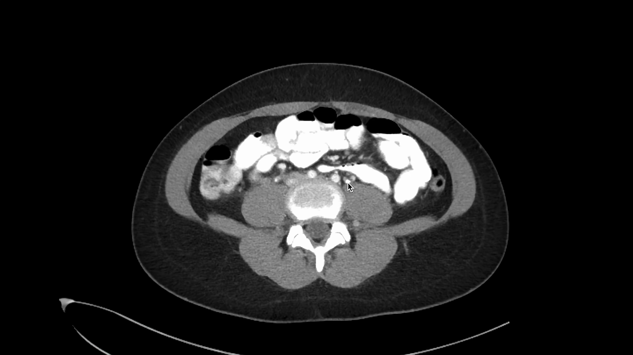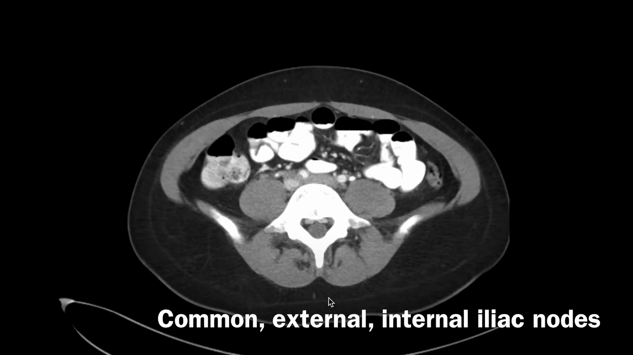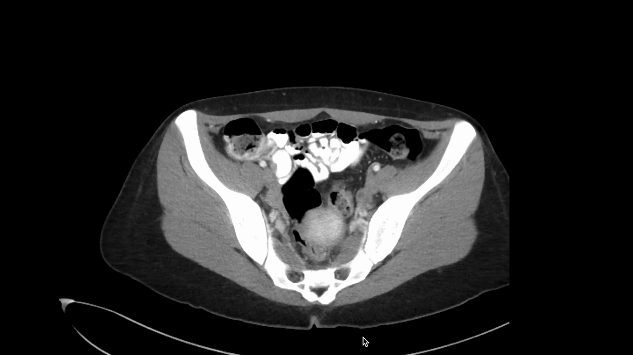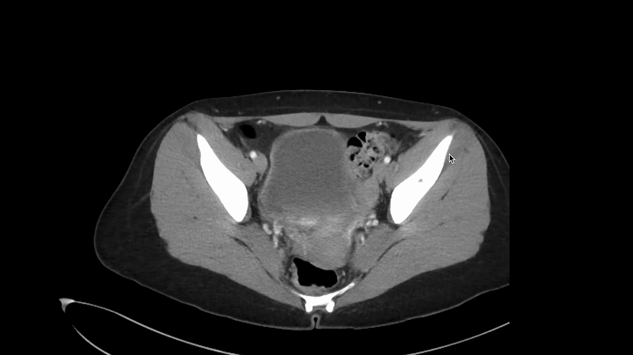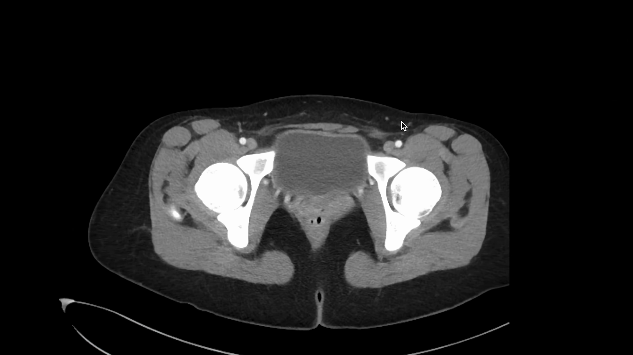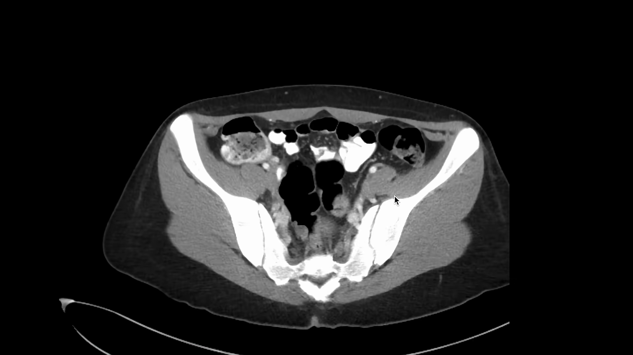Inferiorly, we name the nodes as the arteries that they follow along. So we have common iliac nodes here. We have external iliac nodes and internal iliac nodes. And then out here, we have several small normal inguinal nodes. Well, we're down here in the pelvis.